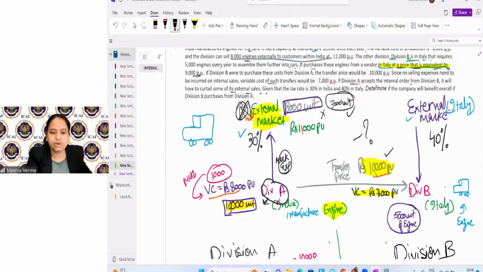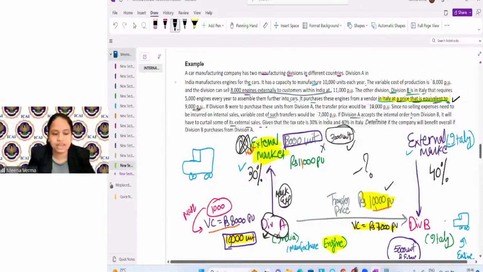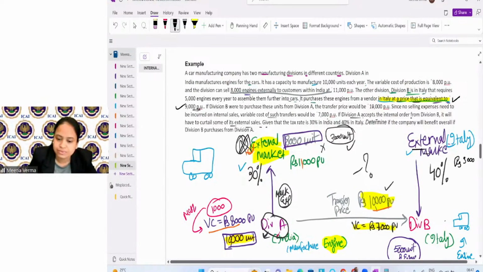Okay, so here what will happen? You have to calculate at what price the product will be available in Italy. You have to check it. Acha, it is given in rupees. I'm so sorry. So actually it is given that in Italy the price is equivalent to how much? They have made the comparison in Indian rupees. In the Italian external market, they can buy the same product at rupees 9,000. They have done the comparison.